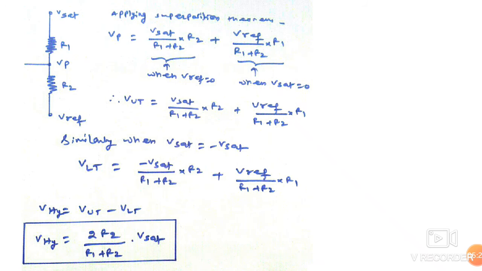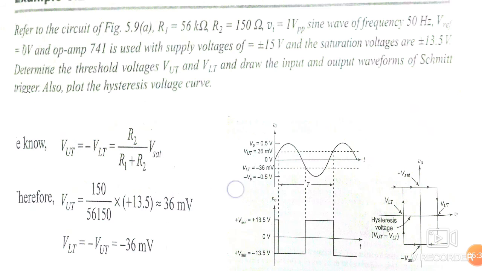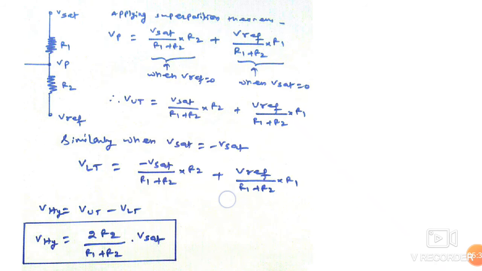So this is minus Vsat into R2 divided by R1 plus R2, plus V reference divided by R1 plus R2 into R1, killing Vsat in one case and killing V reference in the other. The difference of these potentials, that is VUT and VLT, is called V hysteresis. So V hysteresis is given here, that is VUT minus VLT, and it can be calculated simply. V hysteresis is equal to 2 times R2 upon R1 plus R2 into Vsat, simply the difference of the above two, VUT and VLT.